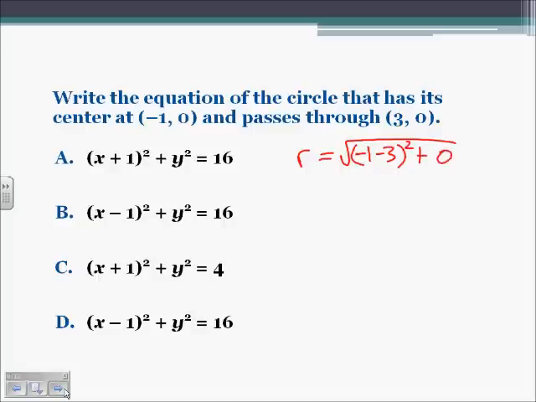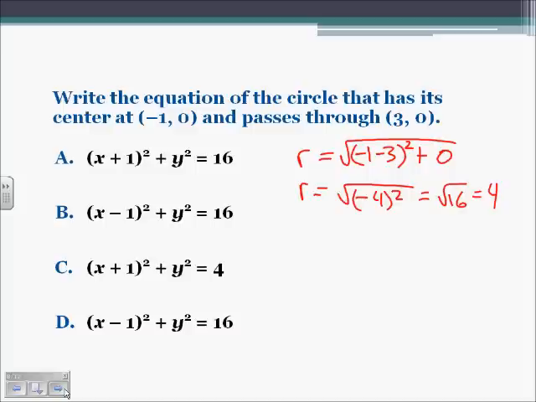which is going to be 0. So our radius is going to equal the square root of -1 minus 3, which is -4, squared, which is going to equal 16. But we know the square root of 16 equals 4. So our radius is 4. So we know our radius squared is going to be 16.